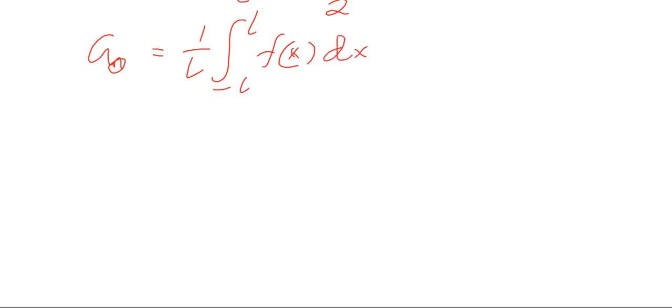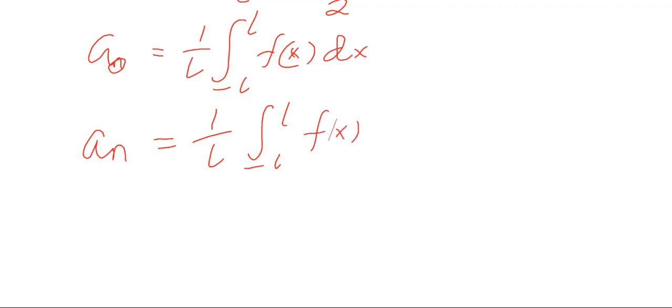That's the first coefficient, a naught. The interval of integration is done over one period from minus L to L. Sometimes we may start from 0 and then integrate to 2L, or to the period T. Then we have an, which is defined as 1 over L, integral from minus L to L, f of x, cosine of n pi x over L dx.